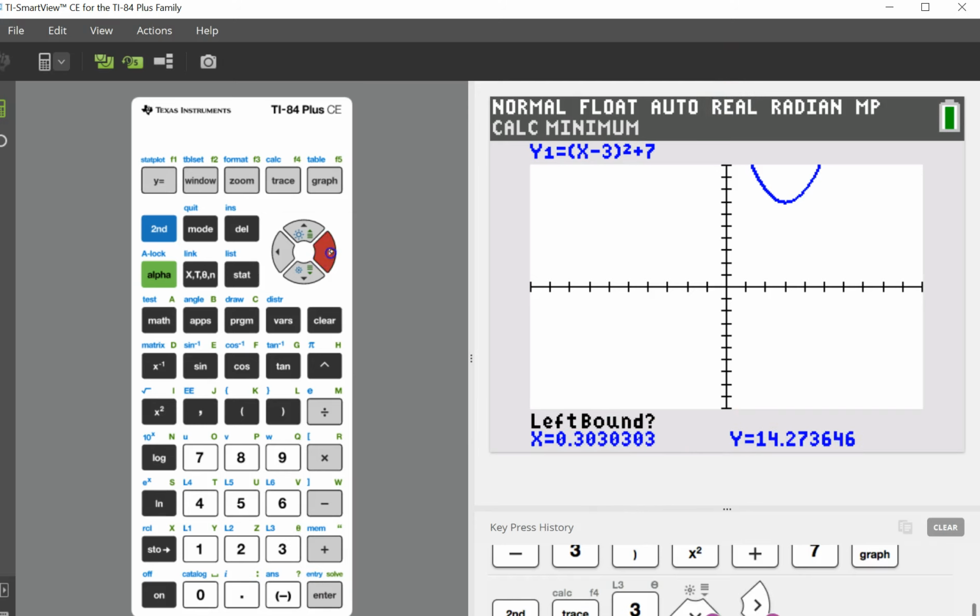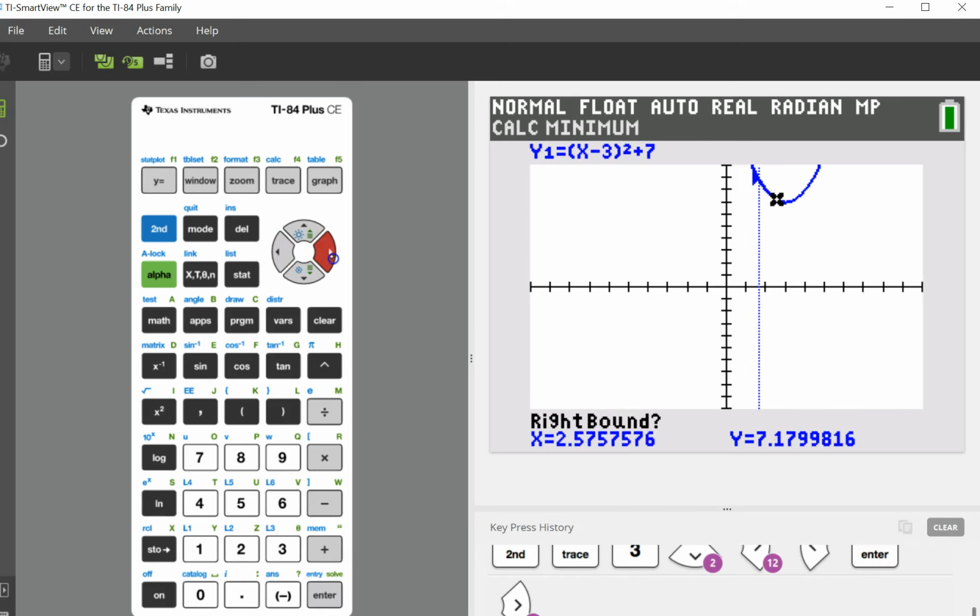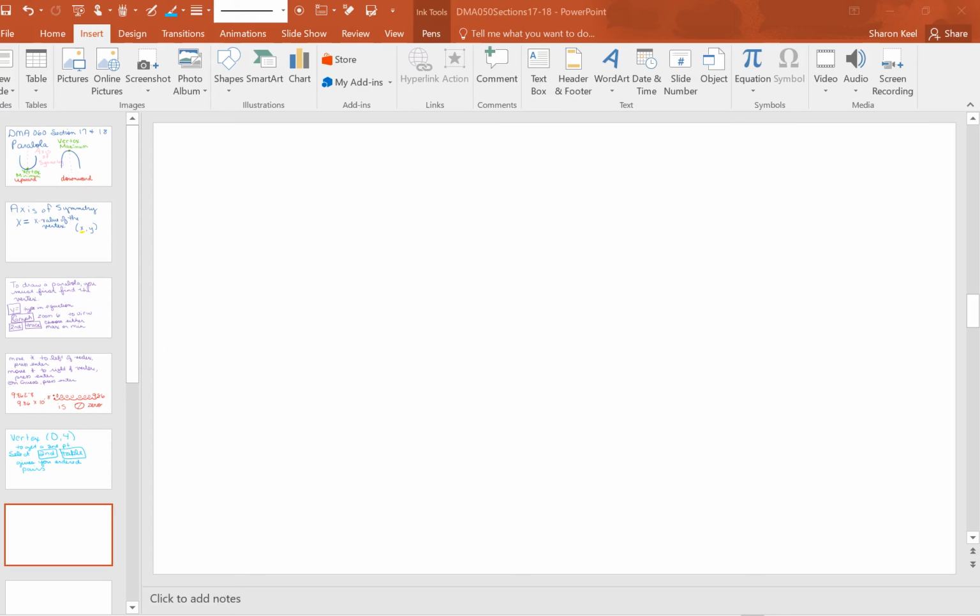So I'm going to move my arrow to the right a little bit. Oh, there, now it's on the screen. Once it's left bound, I press enter. The wording changes to right bound, so I'm going to move it to the right past the vertex. Press enter. On guess, I'm going to press enter again. So this one, my minimum, my vertex is the point. This we would round to the whole number 3, 7.